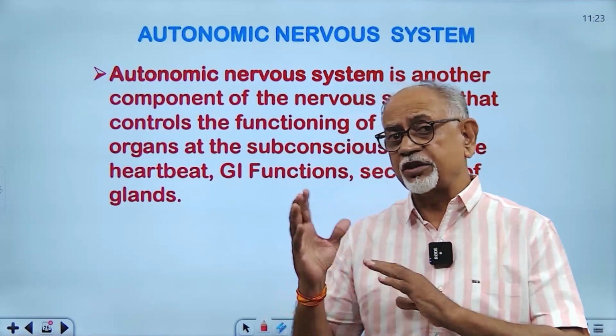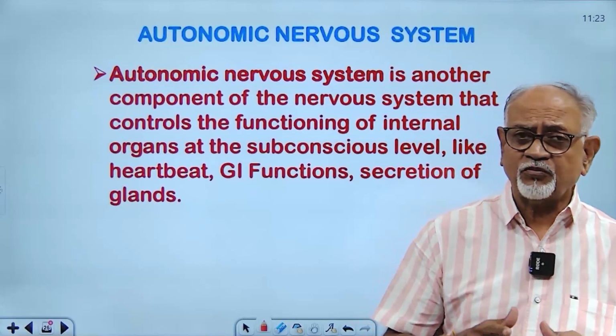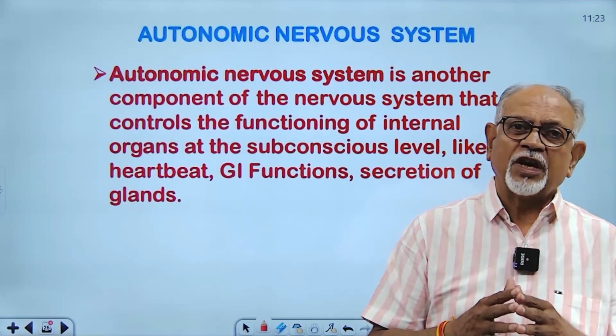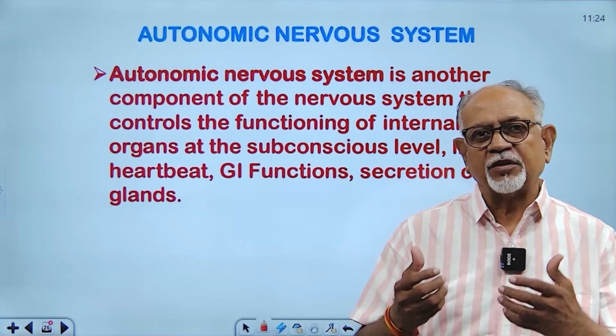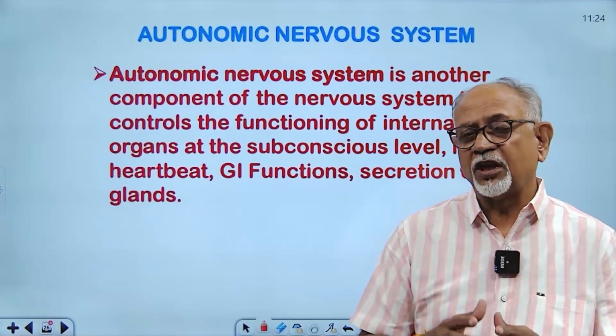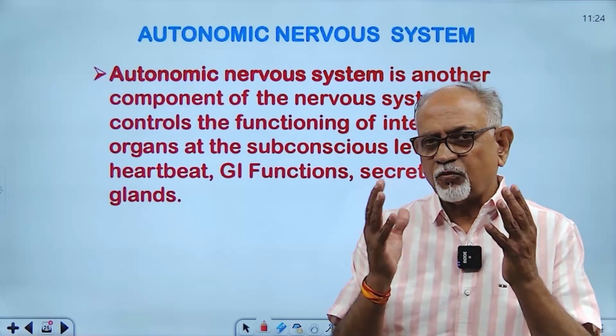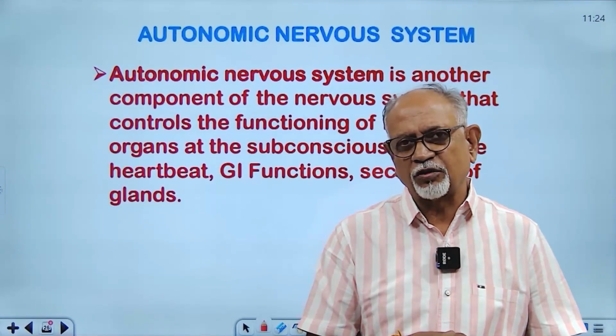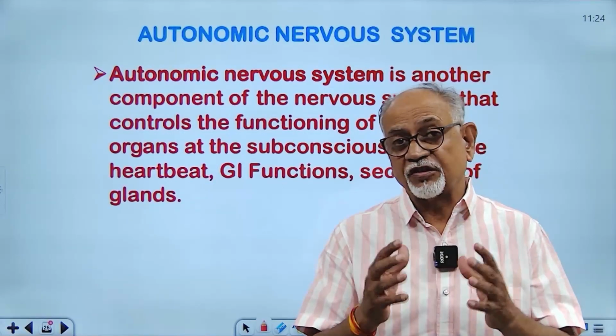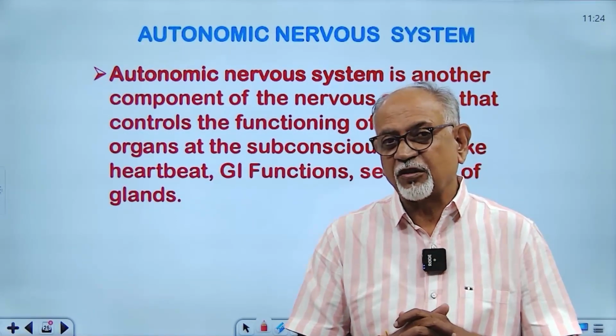the parasympathetic nervous system functions as a peacemaker. It brings back the parameters to the normal level, and the functioning of both these components of the autonomic nervous system is essential for maintenance of normal life.